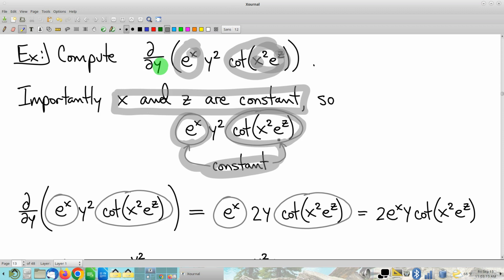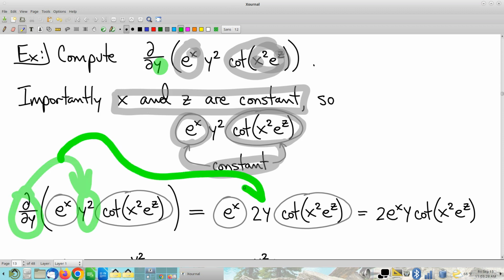So I'm taking a derivative now of y squared times a constant. And the derivative with respect to y of y squared is just 2y. And the constants come along for the ride, as multiplicative constants do. Everybody happy? Super easy. Couldn't be better. Okay.